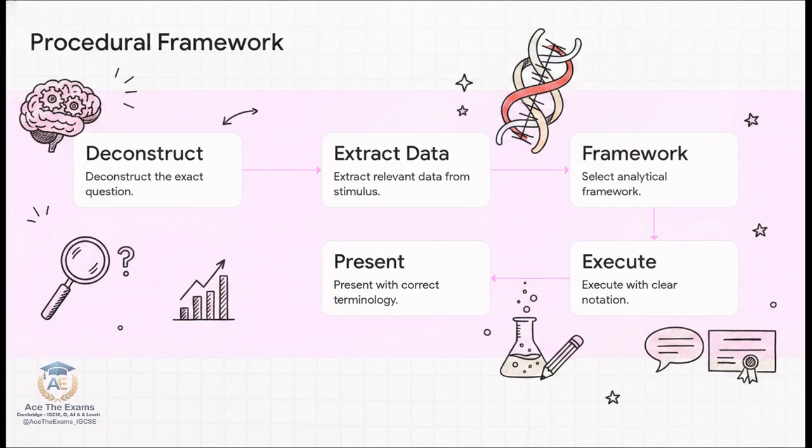Third, select your analytical framework, which in this case is your conceptual understanding of hemoglobin's quaternary structure. Fourth, execute your analysis with exceptionally clear notation. And finally, present your conclusion using the correct terminology. If you follow this standardized sequence every single time, you literally force yourself to be analytical rather than superficial.